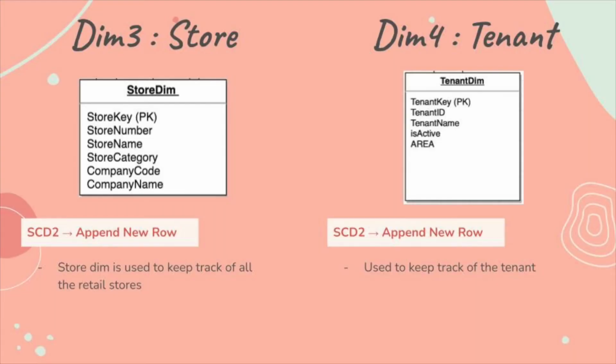The third dimension is the store dimension, which keeps track of all the retail stores. The fourth dimension is the tenant dimension that keeps track of all the tenants. For both dimensions, we are using SCD2, which is to append the row whenever there is a modification.